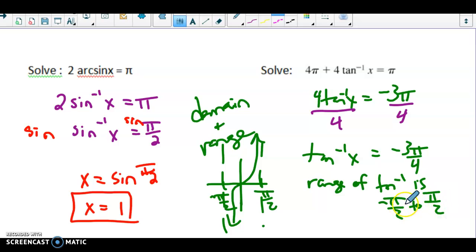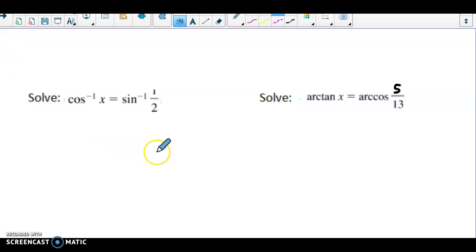Well, that means the y values coming out of inverse tan can't be smaller than negative pi over 2. And negative 3/4 pi is smaller than negative 1/2 pi. So the answer to this is no solution. Okay, you can stop right there when you look at this. You know that that's out of the range, so that's not going to work out. Okay, let's try this one.